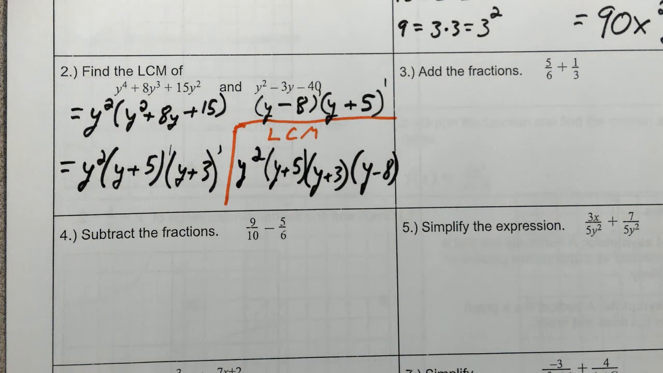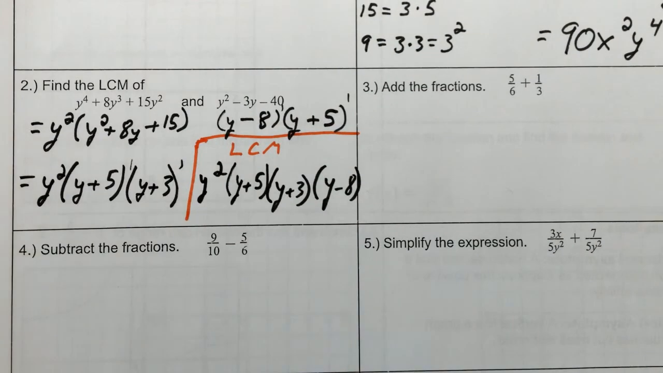Okay, now we're going to sort of shift gears. The LCM is going to be the way that we add and subtract rational expressions. We're going to need the LCM to do that. But let's start with just kind of adding regular fractions with numbers here first before we get too carried away with actual full-out rational expressions.